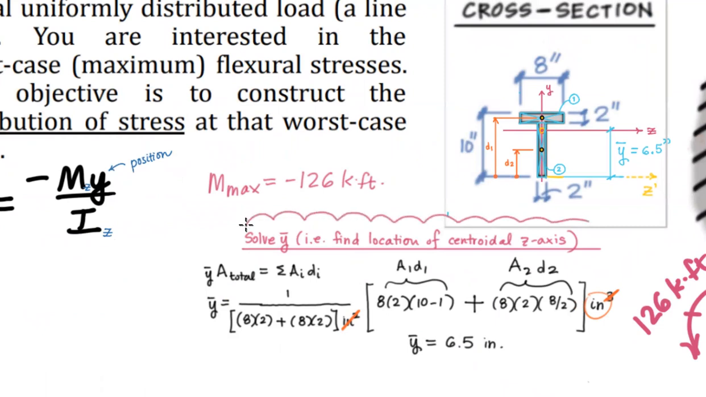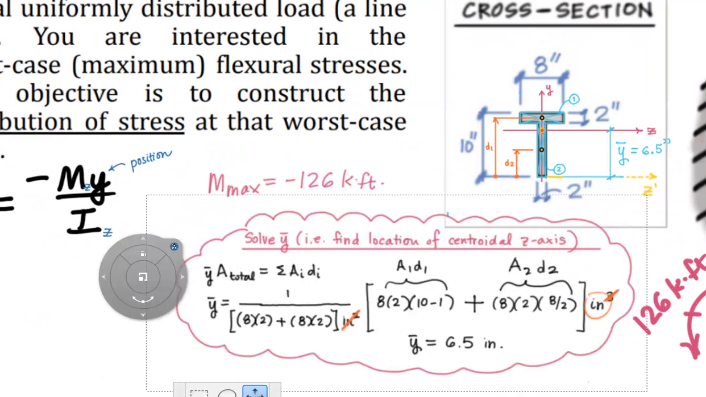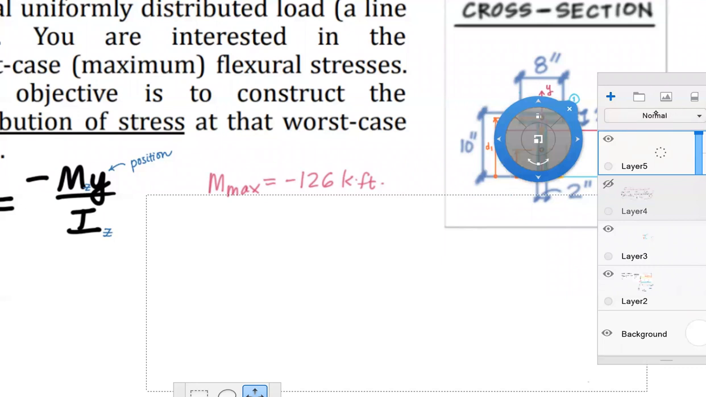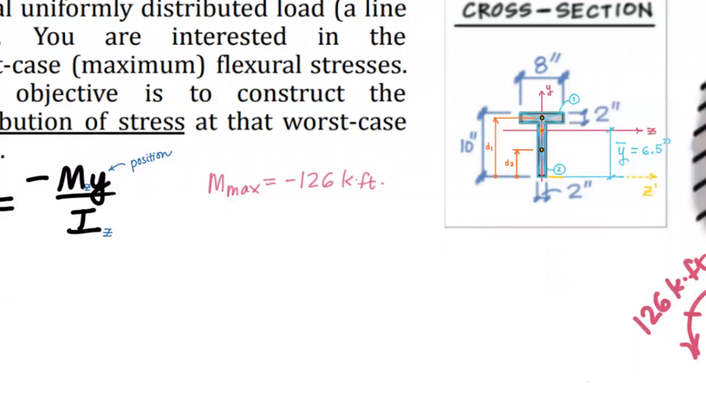All of this stuff right here. So I am going to try a little trick. Let's see if I did all this on the right layer. Good. Control, paste. Turn that one off. Turn another one on. Awesome. Okay, we are ready to get into my moment of inertia calculation, right? I'm going to need that for my flexural stresses.